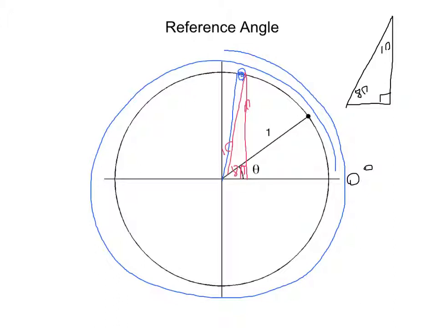The reference angle always is the angle between your line connecting the center and your point. Okay, so this line, what is its angle of elevation or its angle of depression from the horizontal line? Okay, so I could put a point. I'm just going to clear this off.